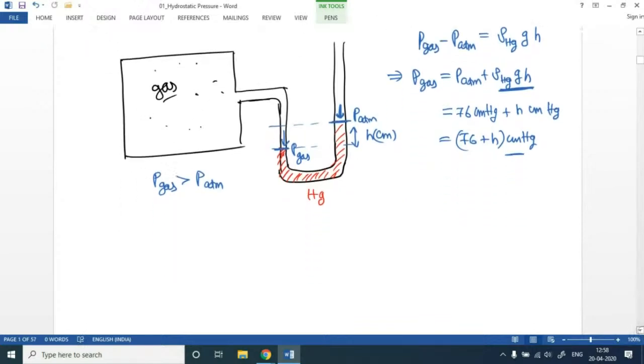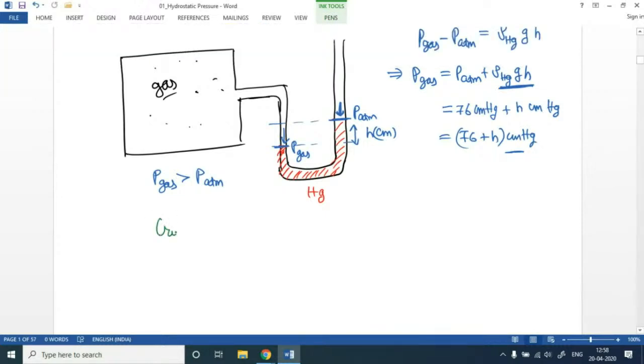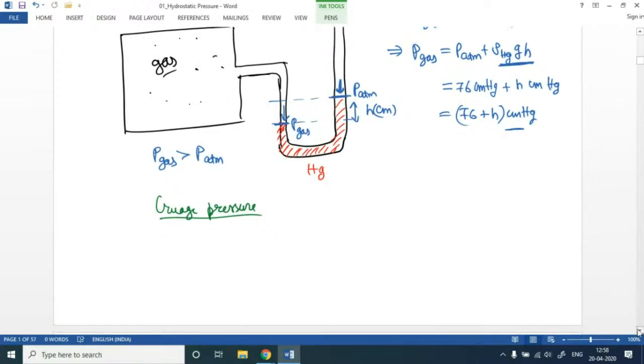And here I want to discuss one important concept, that is something known as gauge pressure. We have assumed here that the gas pressure is greater than atmospheric pressure. Let's say this is some absolute scale. Let's say this is zero pressure, and this here is some level which is atmospheric pressure. I am drawing a pressure scale.